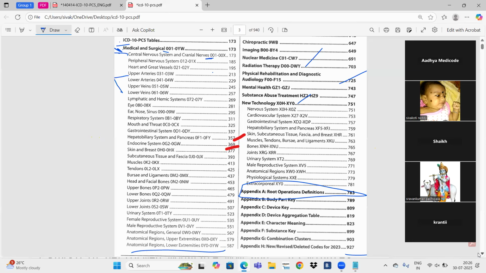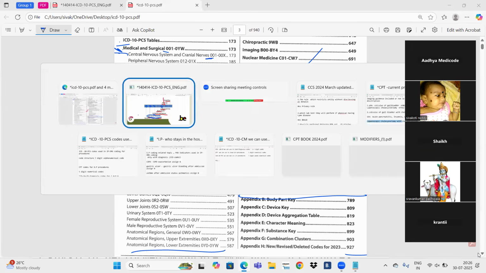Now they have divided them as upper and lower, right? So the center point for dividing upper arteries, upper veins, lower arteries, and lower veins is the diaphragm. Diaphragm was the center point.